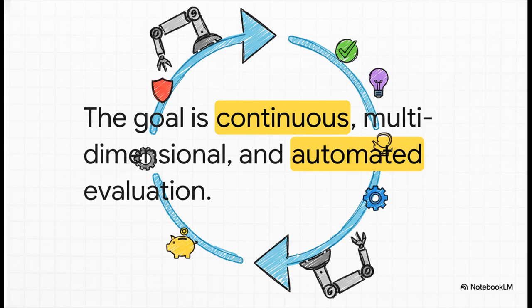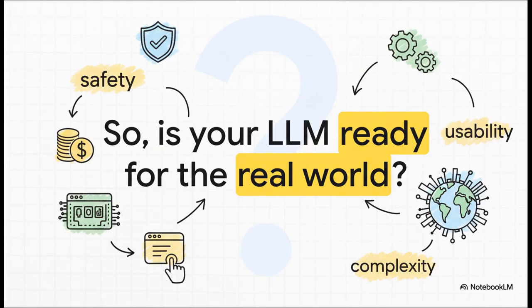It has to be multidimensional, looking at all those different things we covered. And you have to automate as much as you can just to keep up as the model keeps changing and evolving. Which really brings us back to the final question. When you look at this whole framework, everything from correctness and safety all the way to cost and usability, is your LLM truly ready for all the complexities and demands of the real world?